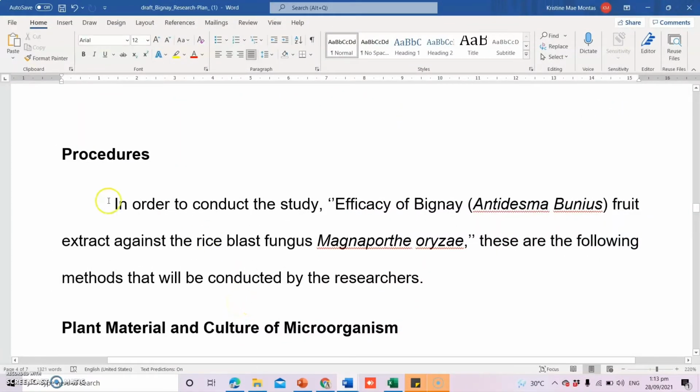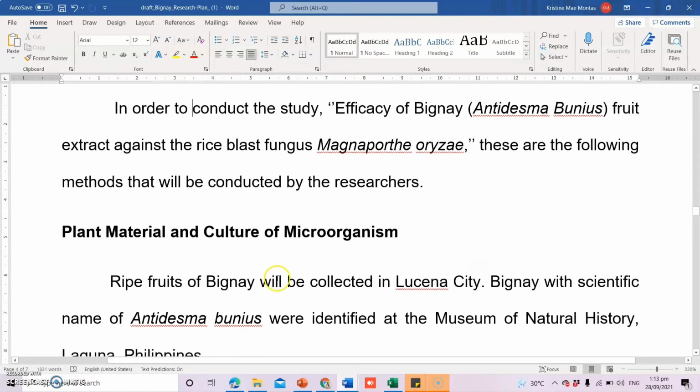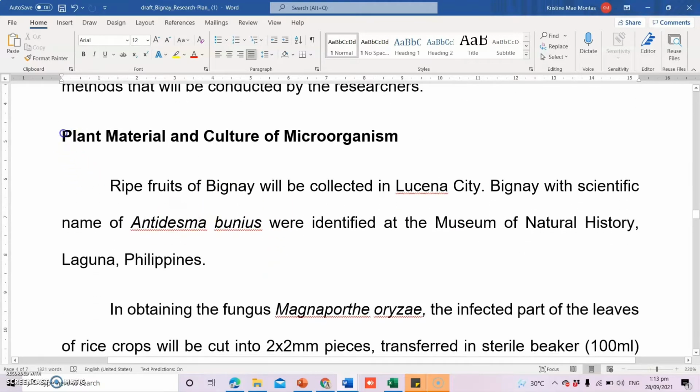Okay, let us say, for example, the procedure is this. In order to conduct the study on the efficacy of Bignai fruit extract against the rice blast fungus, these are the following methods that will be conducted by the researchers. So, let's say, for example, plant material and culture of microorganism.